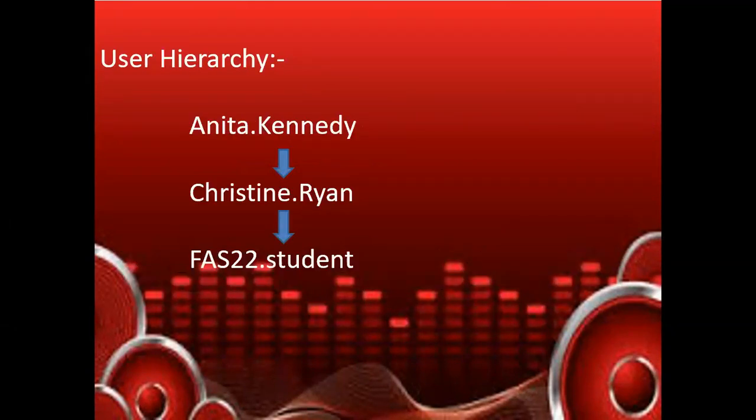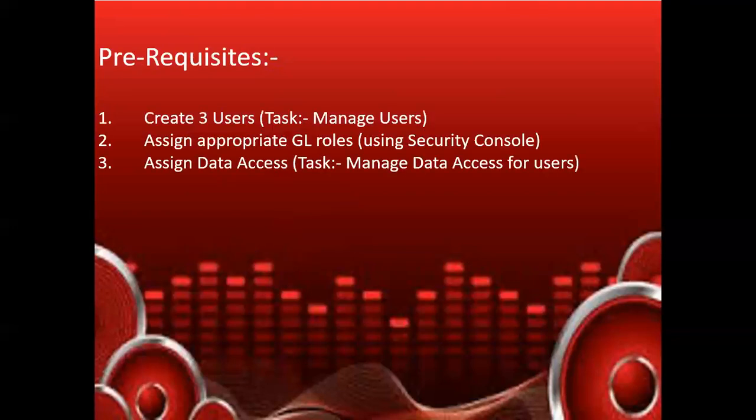So this is my user hierarchy. FAS22.student is the user. And for that particular user, Kristen.Ryan is the manager. And for Kristen.Ryan, Anita.Kennedy is the manager. So in this example, if there are any journals entered by FAS22.student for an amount less than or equal to $500, then it will be auto approved. And if it is between $500 and $5,000, it'll be approved by Ryan. And if it is more than $5,000, first it will be approved by Ryan, and then it needs to be approved by Anita. Okay. So now let us see the prerequisites.